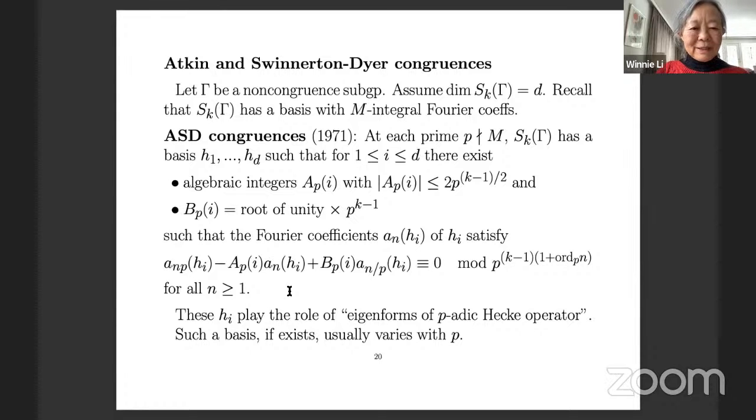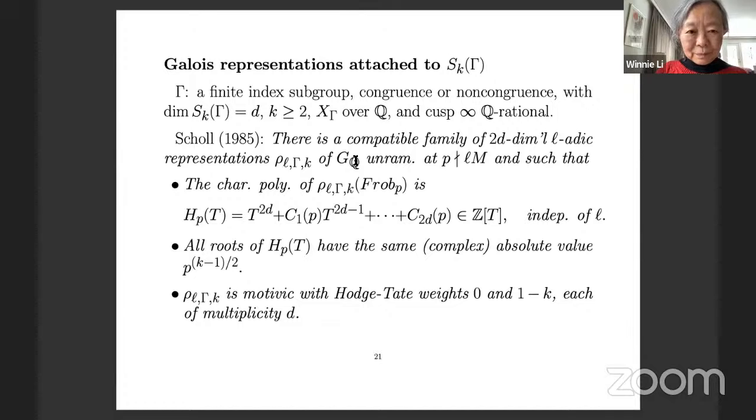So in their mind, this basis h_i will play the role of the eigenforms of a ghost p-adic Hecke operator. And this basis, if it exists, usually should vary with p. So this is a very interesting proposal. In order to explain why there is a congruence and why A_p and B_p have the properties described, Scholl did a lot of work on that.